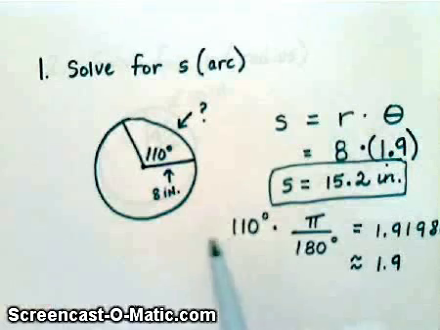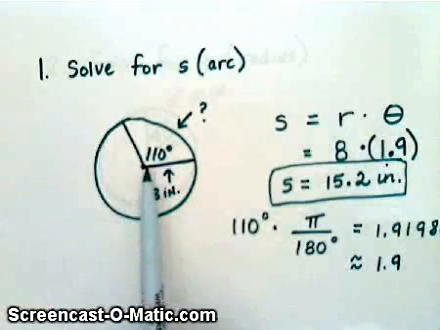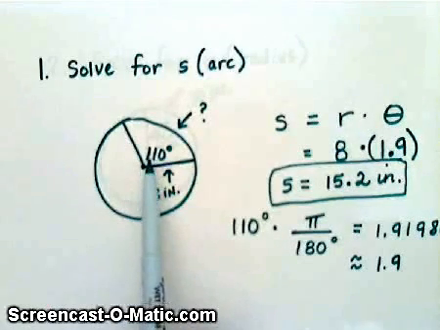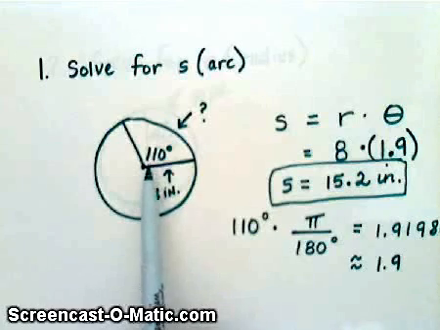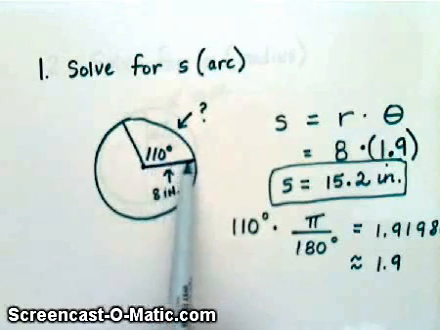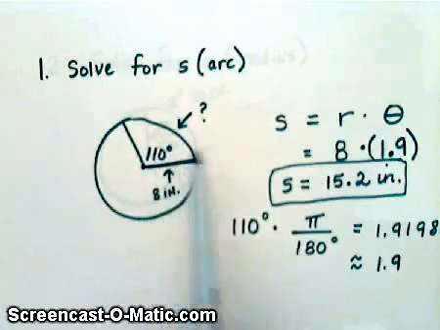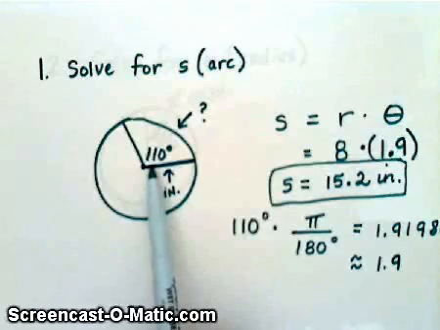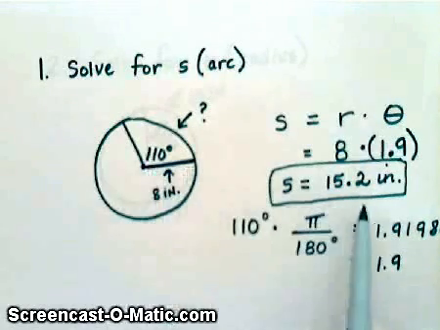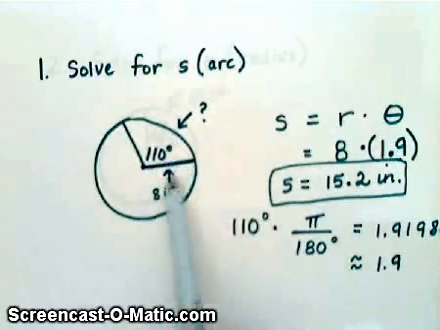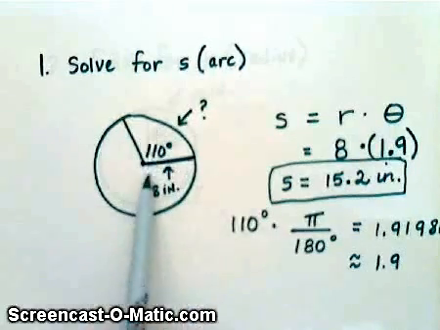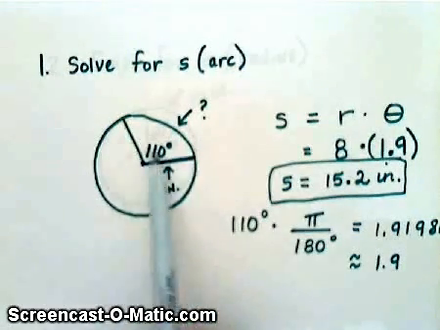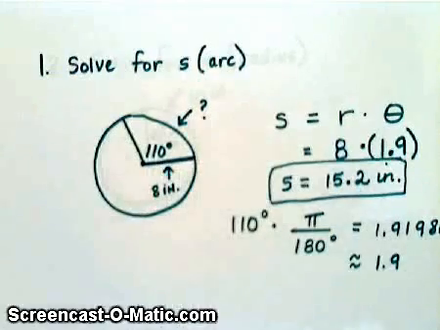Now, let me just point out something to you. You remember today in class when we were talking about what is a radian? And we said a radian is the angle formed when the radius and the arc are the same length. Well, one radian is approximately 57 degrees. You see this angle? This is 110. This is over 2. This is almost 2 radians. And you notice this arc length is almost 2 times 8. If that were 57 degrees, that would have been pretty close to 8. It's almost twice that, so this arc is almost twice that. So this arc is 15.2 inches.